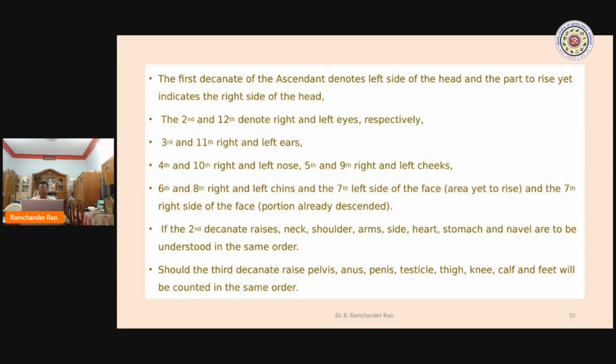If the second decanate rises, the neck, shoulder, arms, head, heart, stomach and navel are to be understood in the same manner. If the third decanate rises, the pelvis, anus, penis, testicles, thigh, knee, calf and feet are all to be counted in the same manner.